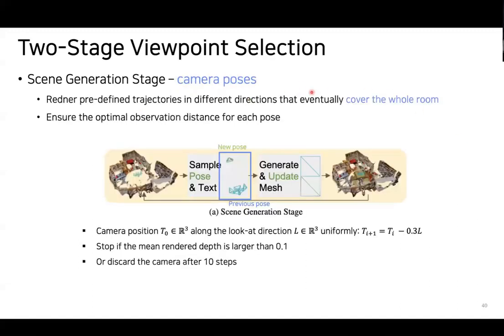Regarding the camera pose, we first render a predefined trajectory in different directions that eventually covers the whole room in the scene generation stage. It ensures the optimal observation distance for each pose. There are some details here, and in summary, we uniformly sample the camera position to cover the entire scene with a careful rejection design like this.